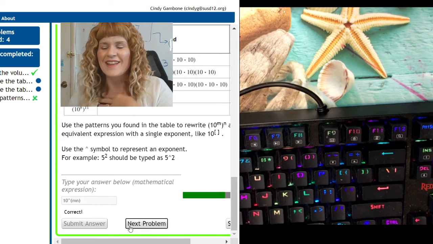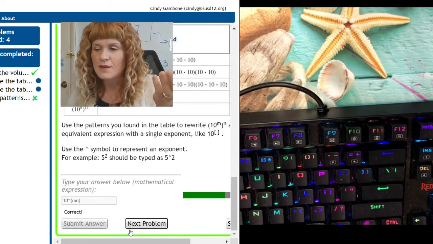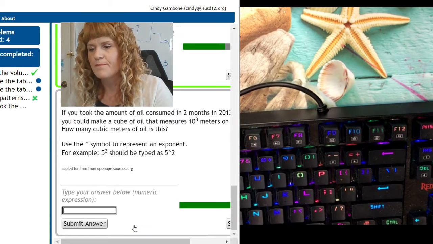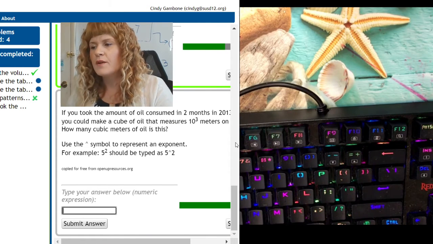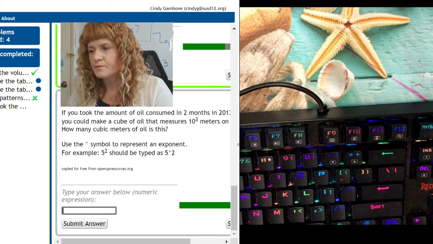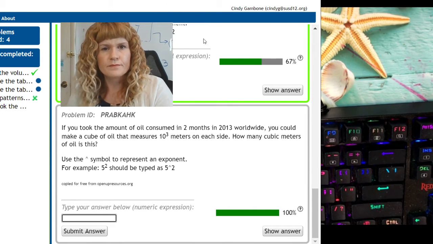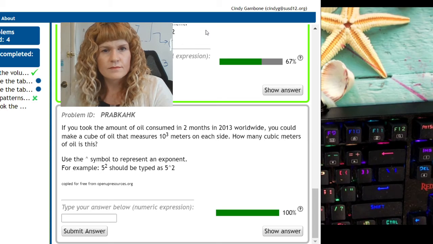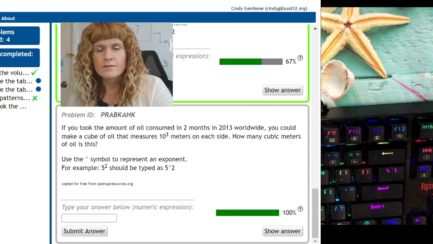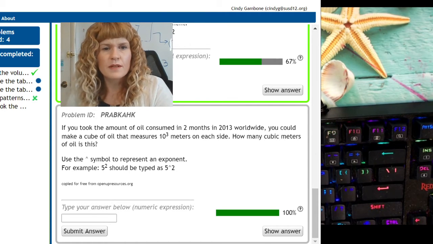Ding! Okay, let me help you. Before you submit yours, put it in parentheses and go to the next problem. The next problem says, hold on, I want to move it over on my screen.